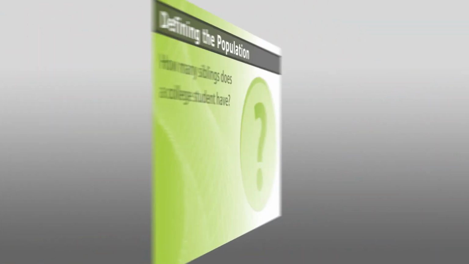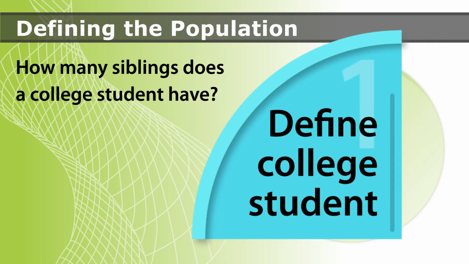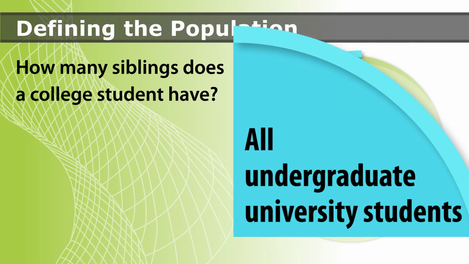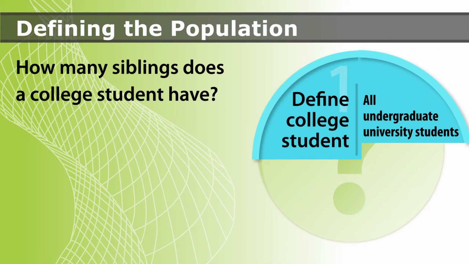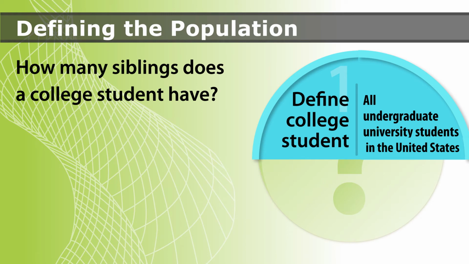So let's look at the example of determining how many siblings a college student has. First, define college. Is that 4-year institutions, universities, graduate schools, 2-year institutions? You have to be specific. So for our uses, let's just say all university students. In your state, in the country, in the world, let's limit it to the United States. So we are interested in all the students in undergraduate universities in the United States. That is our population. That is the group from whom we want information.